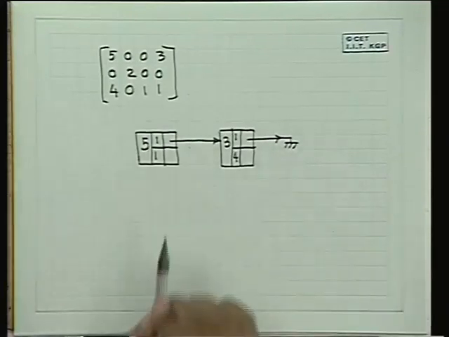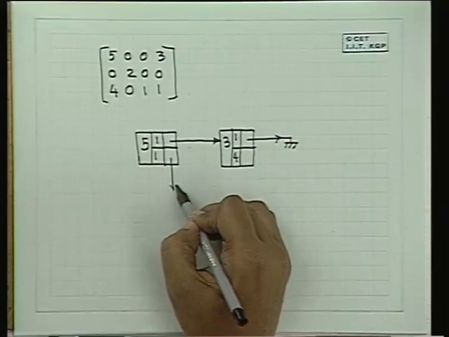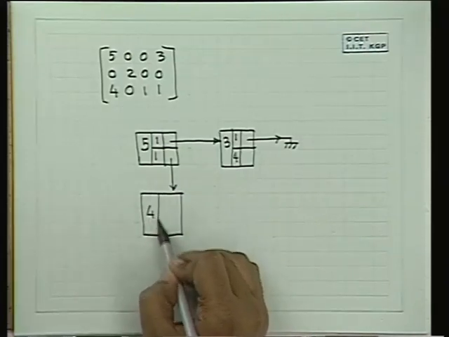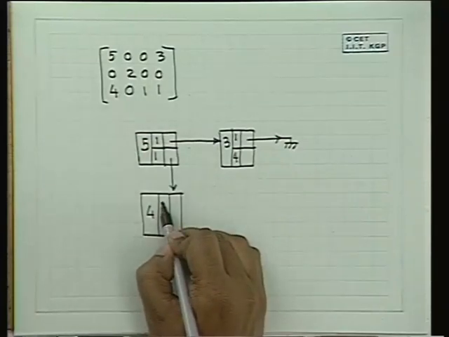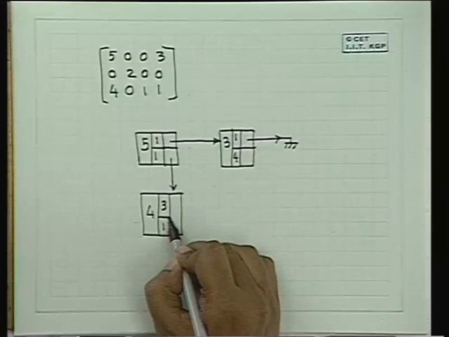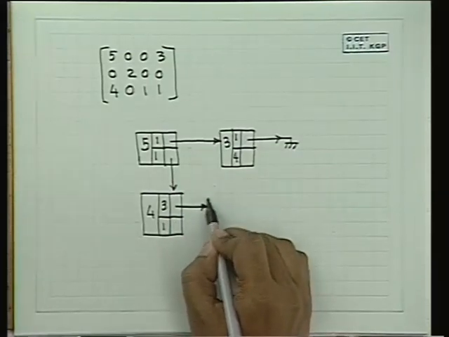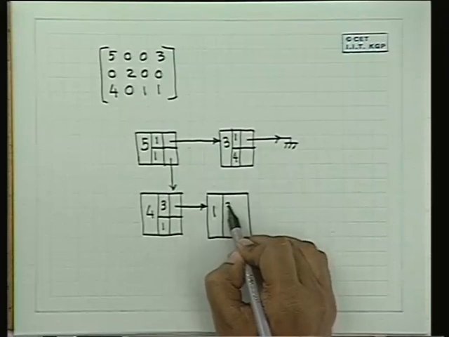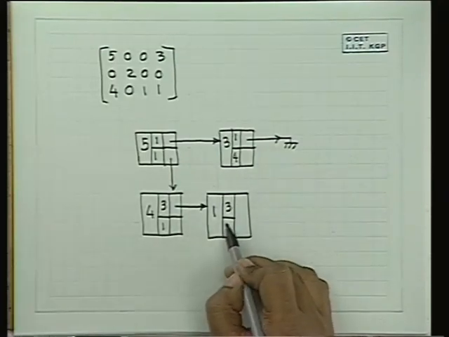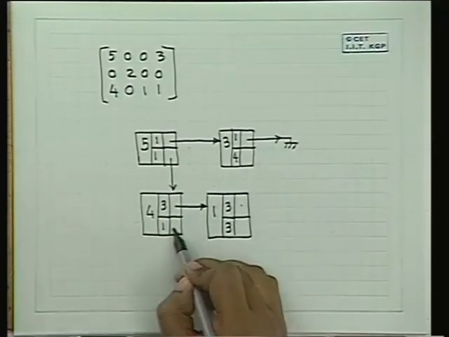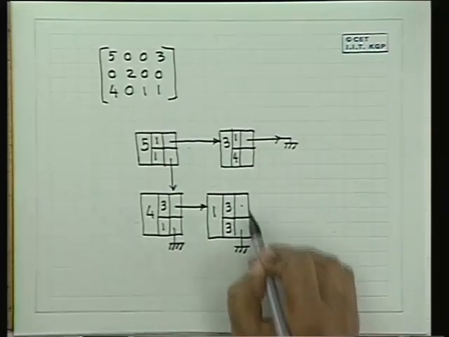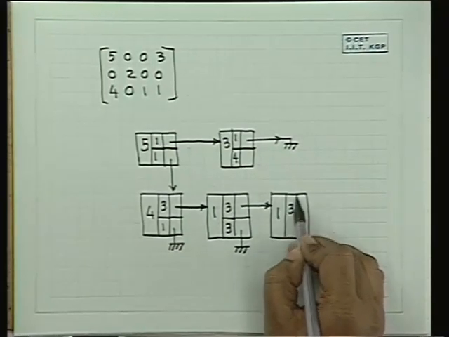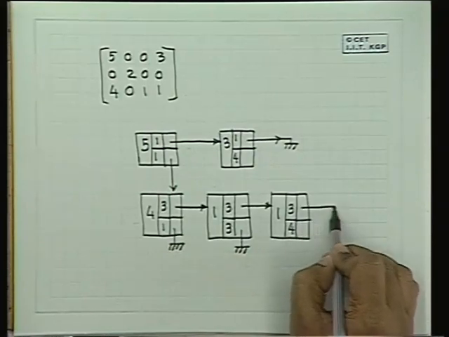This will be ground. Then this, let us see, this will be 4, this will be 3, this will be 1, this will be pointing to 1, this will be 3, this will be 3, this will be ground, this will be ground, this will be pointing to 1, 3, 4, this is grounded, this is grounded.